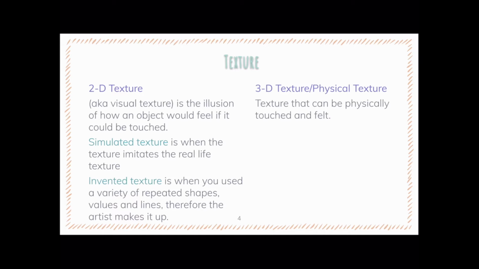This is a very different kind of texture, but we often refer to, this is why texture can get confusing, but we often refer to a lot of paintings as having a lot of texture, but it's not physical texture, and it doesn't look like it's the actual texture of the object I'm painting, for example. Invented texture is when you use a variety of repeated shapes, values, and lines. And so the artist is kind of making it up. So I'm going to show you examples of what these mean to help you understand these a little bit more, because I think it can be confusing, but of course having a visual in front of us really, really helps.